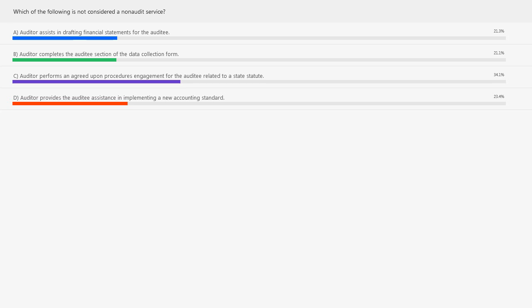And let's go to D, the auditor providing an auditee assistance in implementing a new accounting standard. Again, usually you are turning to your auditor for advice in implementing a new standard, but that's actually outside the scope of a financial statement audit. So C, actually, in this case, is the right answer, and the majority of people got that right. So Amanda, I'm going to turn it back over to you.